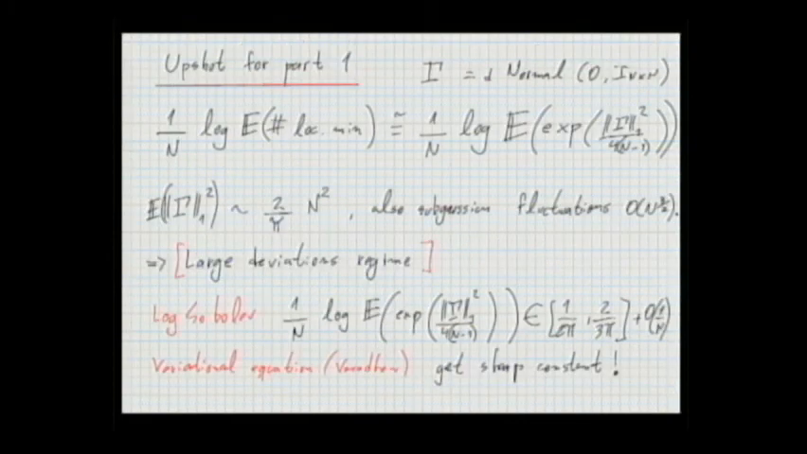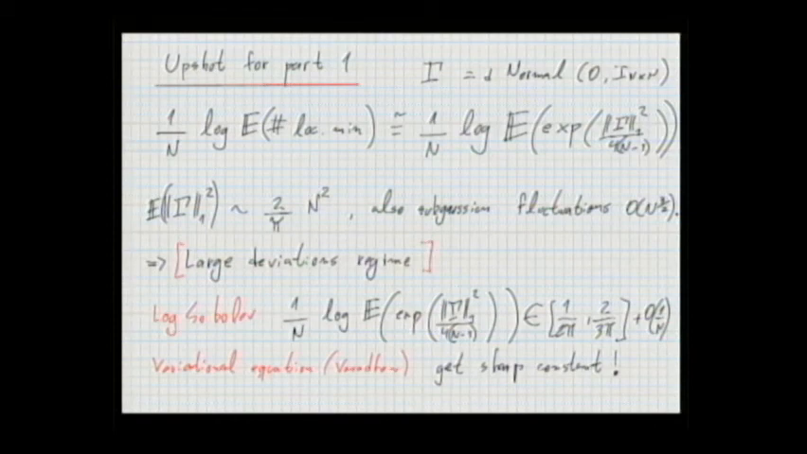So this is just saying that the asymptotics of the log of the expectation are just the asymptotics of the log of this expectation over here. Well, we know how to compute this expectation. Basically, we can write it explicitly. We get something like this.